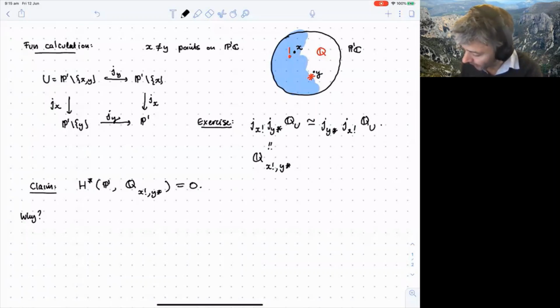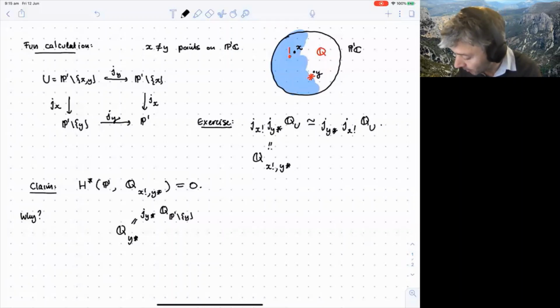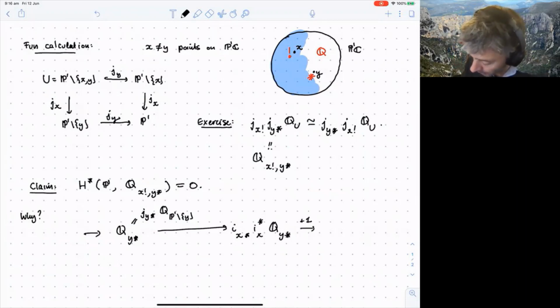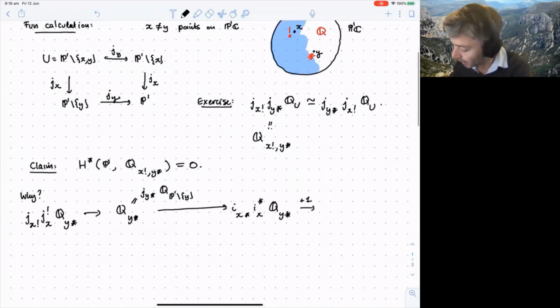So if we take the constant sheaf, so if we take Q Y star, so this is just J Y star, the constant sheaf on P1 take away Y. We have a standard distinguished triangle, goes to IX lower star, IX upper star, QY star. And then here we have JX Y star.